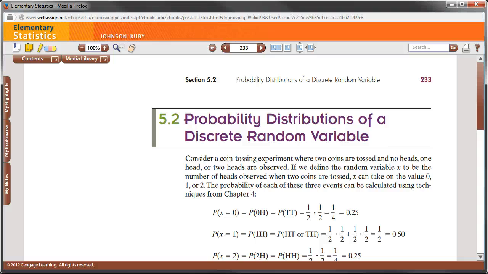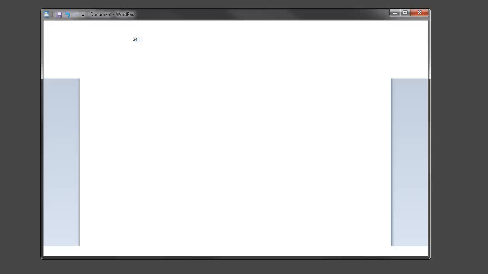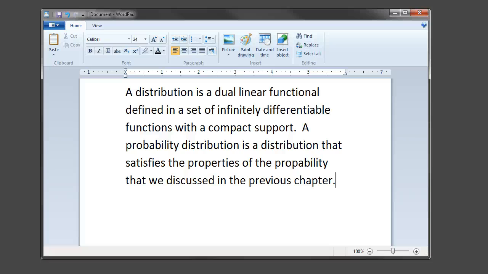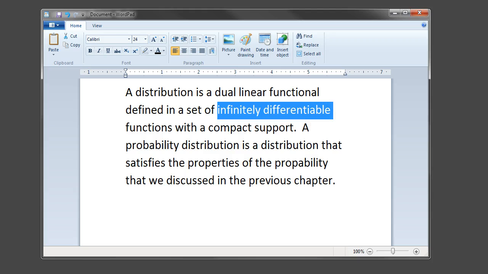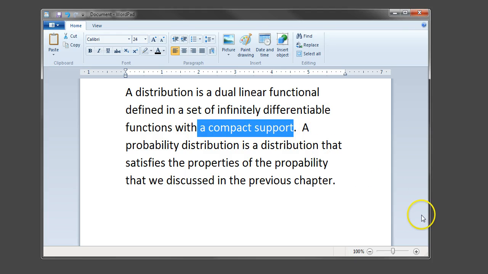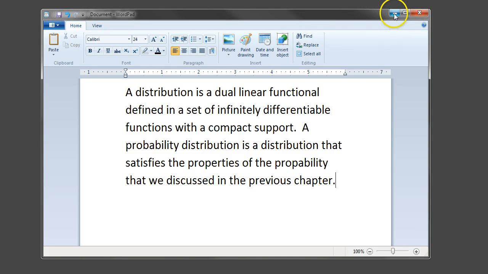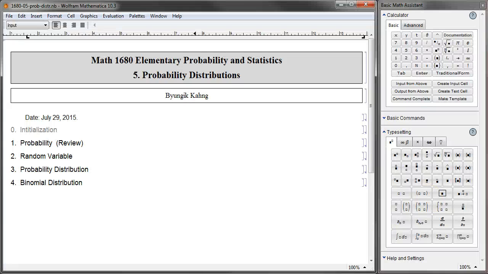Well, but I'm not really about to blame our textbook authors, because I know for a fact it is an impossible task. I mean, should I do something like this? A distribution is a dual linear functional defined on a set of infinitely differentiable functions with a complex support and some further properties that we discussed in the previous chapter. We get probability distribution. This is almost as crazy. I don't think anybody understood it, so why would anybody bother?